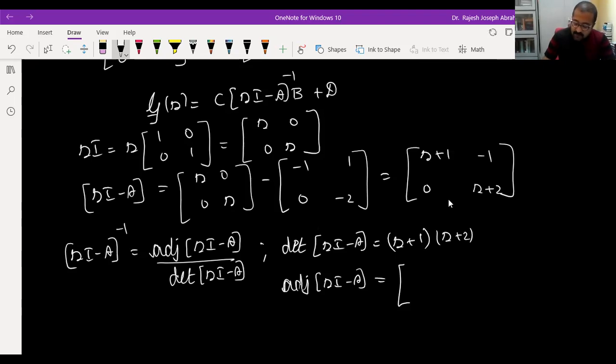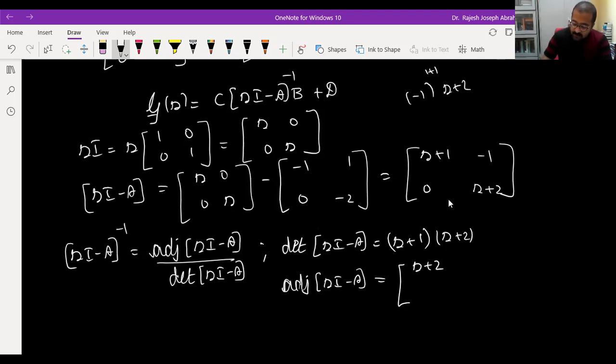So this is our first element. Minus 1 raised to 1 plus 1, 2. So you will get S plus 2. Okay, here what will you get? 0. Is it not? So how will you find the cofactor? You delete the row and the column containing S plus 1. So minus 1 raised to, this is the first row and first column, minus 1 raised to 1 plus 1 into S plus 2. So that means S plus 2.